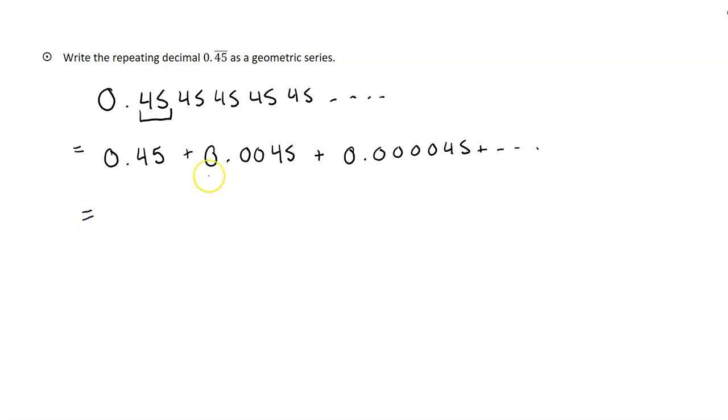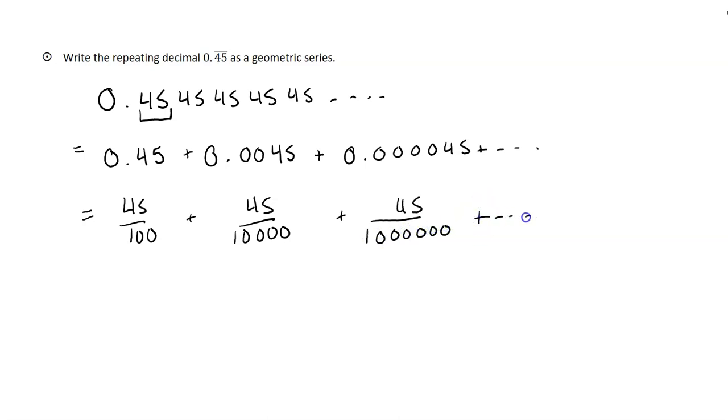So what I'm going to do is convert these to fractions. I'll have 45 over 100 plus 45 over 10,000 plus 45 over, well, let's see, that gives me 6 zeros, so 1,000,000, and so on and so on.